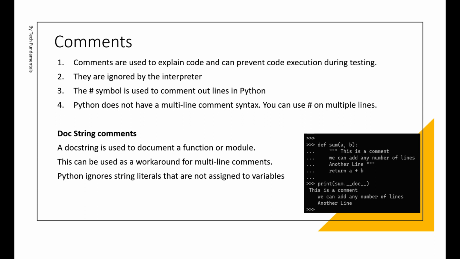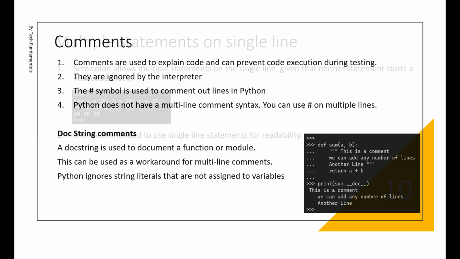There is a concept of docstrings that can be used as a workaround for multi-line comments. Docstrings are used to document a function or module. Python ignores string literals that are not assigned to variables. The image on the right uses triple quotes to comment multiple lines. You can access the commented lines using the doc attribute. Try this on your end.